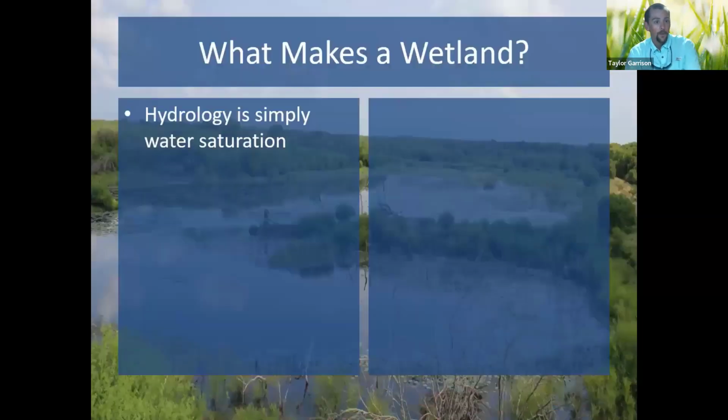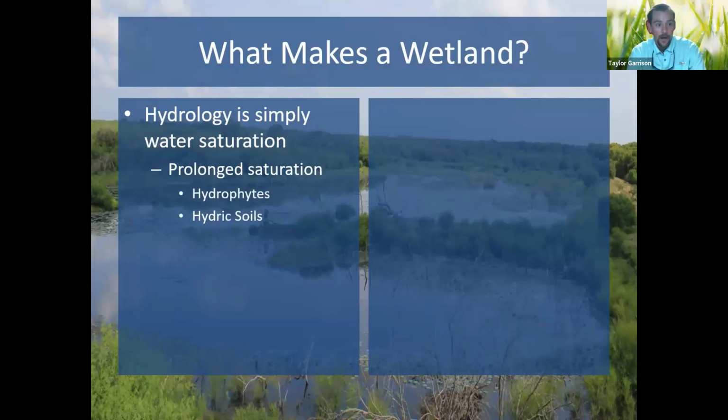So jumping straight into what makes a wetland. As I mentioned, hydrology is simply that water saturation component, the inflow or outflow of water. Prolonged saturation is the key here. If it's flooded for most of the year, maybe 9 out of 12 months, then you might end up with hydric soils, which are simply saturated soils leading to anaerobic conditions, so lower oxygen potential there. That leads to hydrophytes, which are water-loving plants, aquatic plants as we know them. Some wetlands might not have as much hydric soil component or water-loving plants.